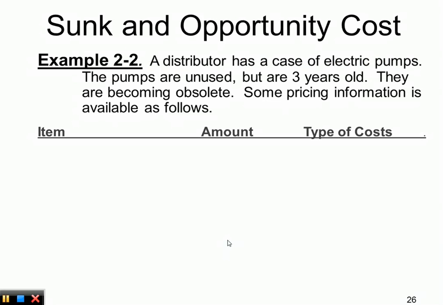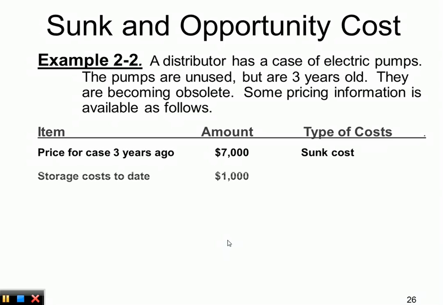So now let's take a look at this example. We have a distributor that has a case of electric pumps. The pumps are unused but are 3 years old. They are becoming obsolete. Some pricing information is available as follows. Price for a case 3 years ago, that's $7,000. So what type of cost does this price represent? Yes, you're right, that's sunk cost.